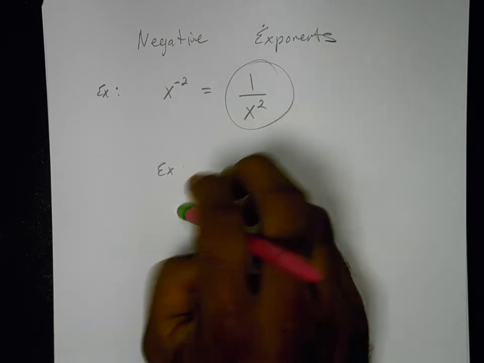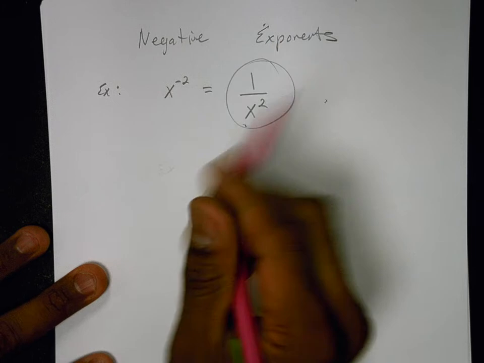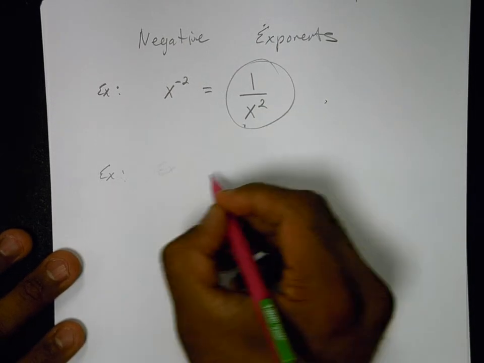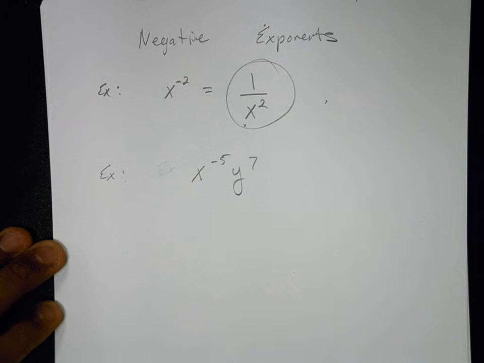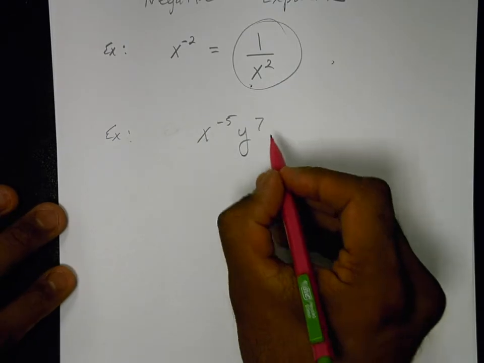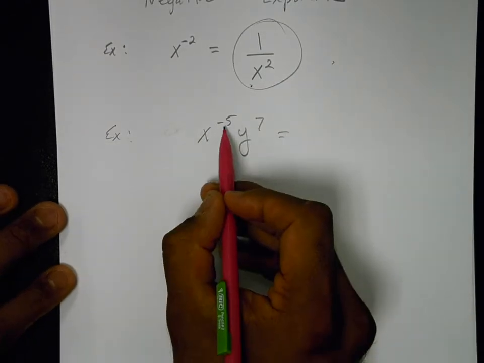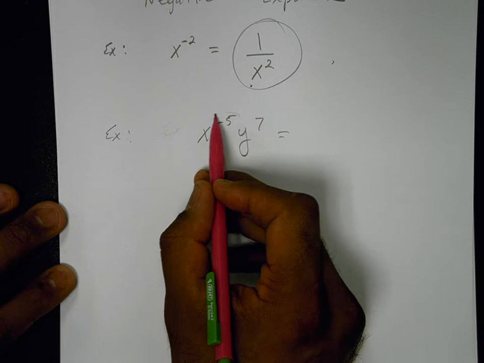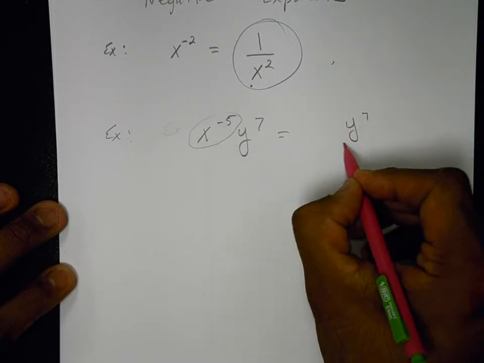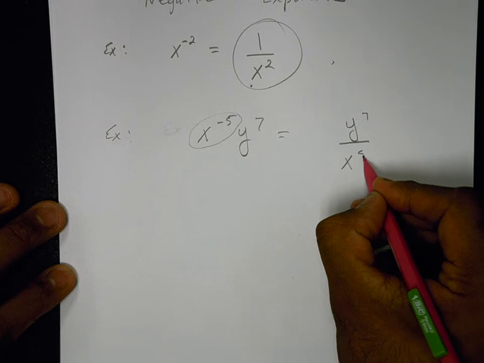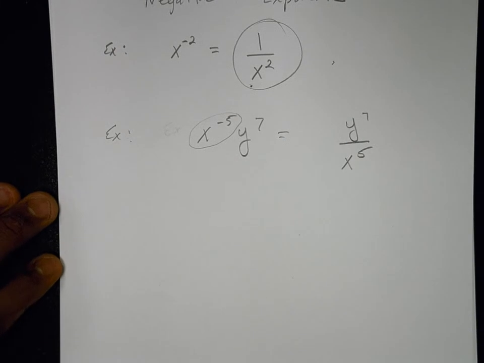Then I could have, sorry, let's get this over a little bit. Okay. So we have to realize here that this negative 5 is only on this x. Right? So at this one, nothing happens to that y. It stays right there. And there's my answer.